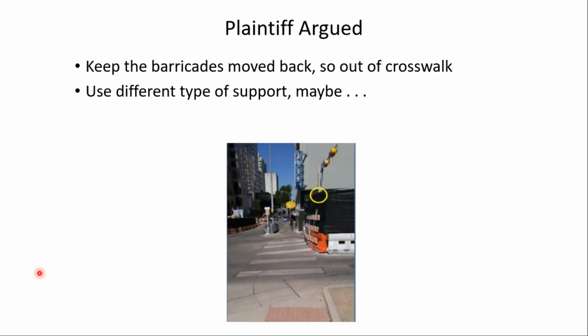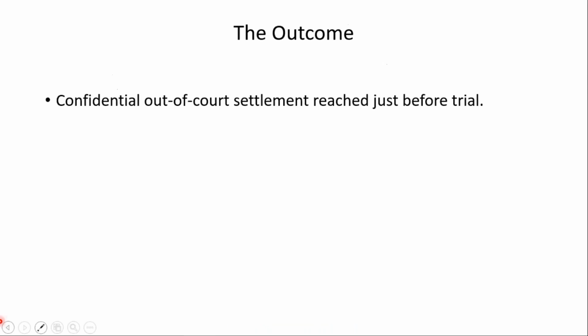The plaintiff argued that the barricades should have been kept moved back, assuming they were installed properly originally, so that they were out of the crosswalk. The plaintiff also, this is not the same location, it's a different site, said use a different type of barricade and support mechanism. Here you can see the type 3 barricade is attached to a channelizer, and so there's no feet that project into the walkway. A confidential out-of-court settlement was reached here just before trial.